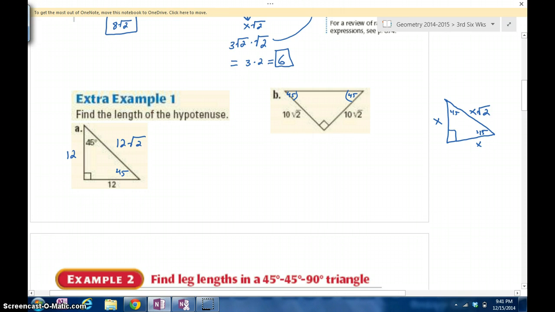Okay, so we have, again, the rule for hypotenuse is x times the square root of 2. Our x is 10 square root 2, so we will substitute that in as 10 square root 2 times another square root 2 from the special right triangle rule. This equals 10 times 2, which gets us 20 units. Box that one in there.